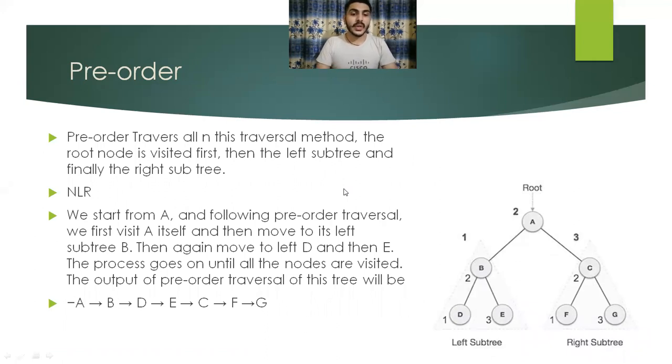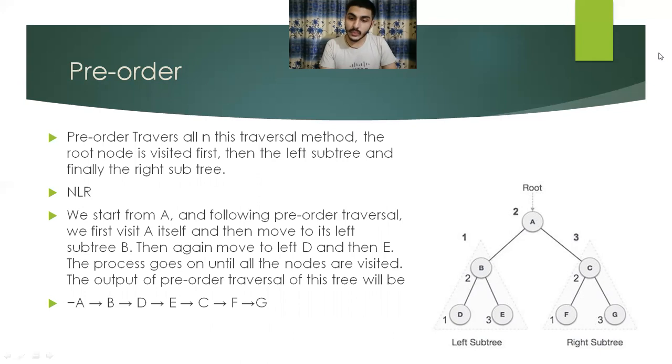Pre-order traversal. In this traversal method, the root node is visited first, then the left subtree, and finally the right subtree. NLR. N means node, L means left, R means right. We start from A. We start from here, node. Following pre-order traversal, we visit A itself and then move to its left subtree B, N, then L. Then again move to the left D and then E.